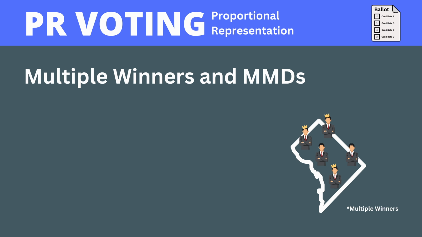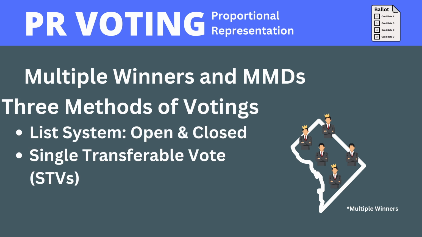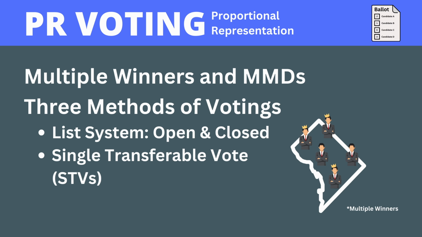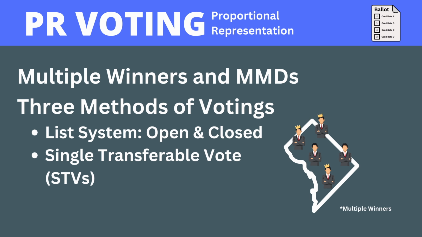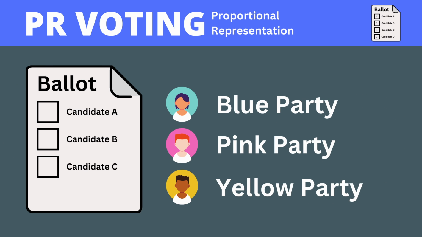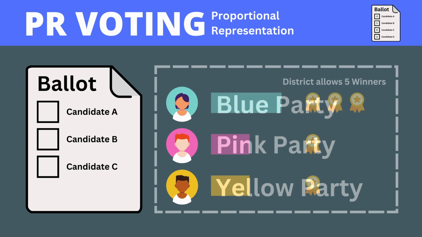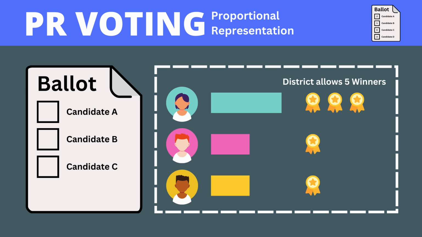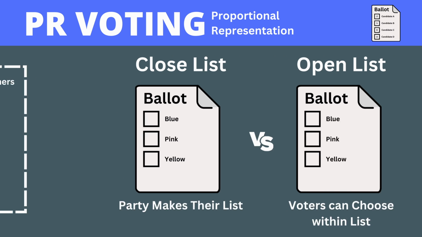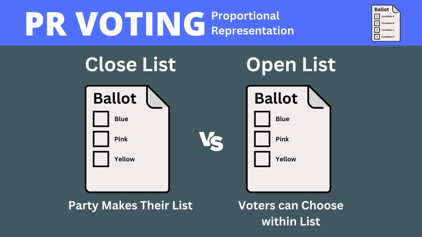Therefore, it utilizes MMDs. Now, there are 2 types of PR systems: list systems and single transferable votes. In the proportional representation system, parties run against one another and people vote for parties. The ultimate representation of parties should reflect the percentage received from voters. For example, if there's a district that accepts 5 winners and blue party receives 60%, pink and yellow receive 20% each, the blue party will get 3 representatives and the pink party and the yellow party will get 1 representative each. There are 2 types of list systems: open list and closed list.